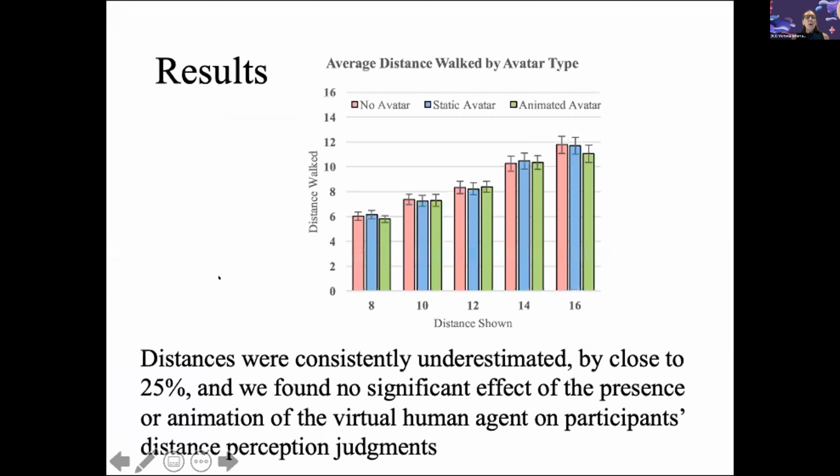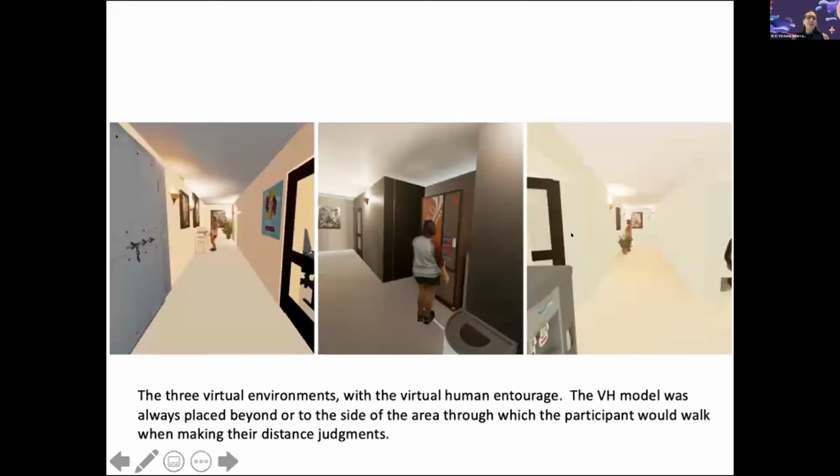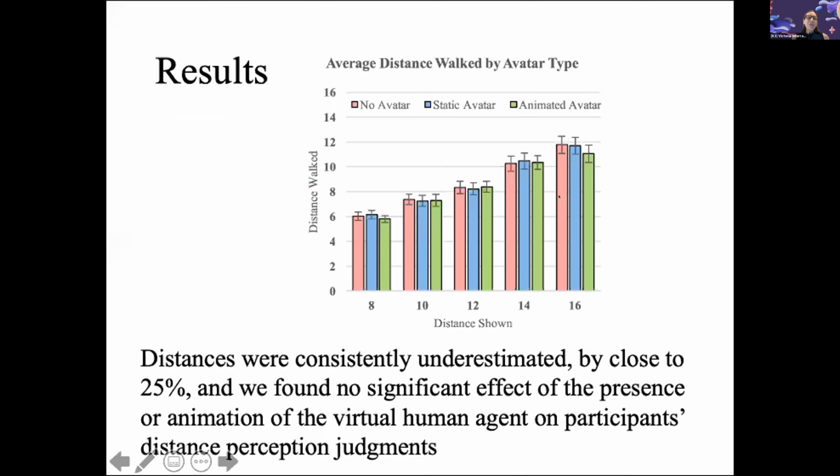What we found is that our participants consistently underestimated distances in the virtual environment by a lot. This experiment was done using an HTC Vive, which is a modern headset, but you can see that the artistic quality is really low. So whatever it was, people were really underestimating distances.